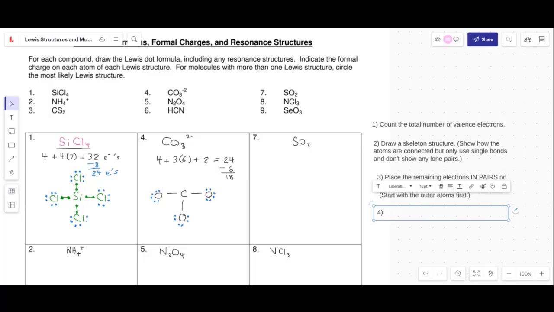And rule number 4 says, if any atom has less than a full octet, share a pair of electrons from an adjacent atom by turning one of its lone pairs into an extra bond.